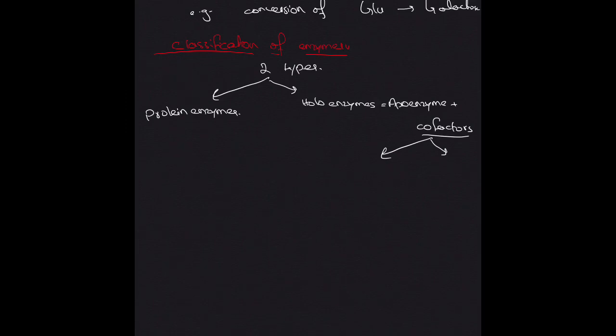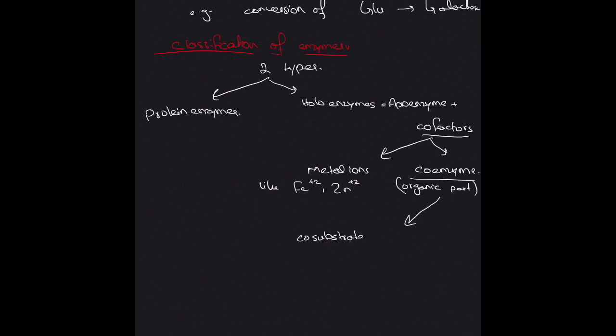And cofactors are divided further into two types. The first type are metal ions like iron or zinc ion, and the second part are the coenzymes, which are actually organic parts of that enzyme. It could be ATPs, NADH or NADPH, sometimes also a sugar molecule, but non-protein part. Organic but non-protein. Coenzyme is further divided into two parts, cosubstrate and a prosthetic group.